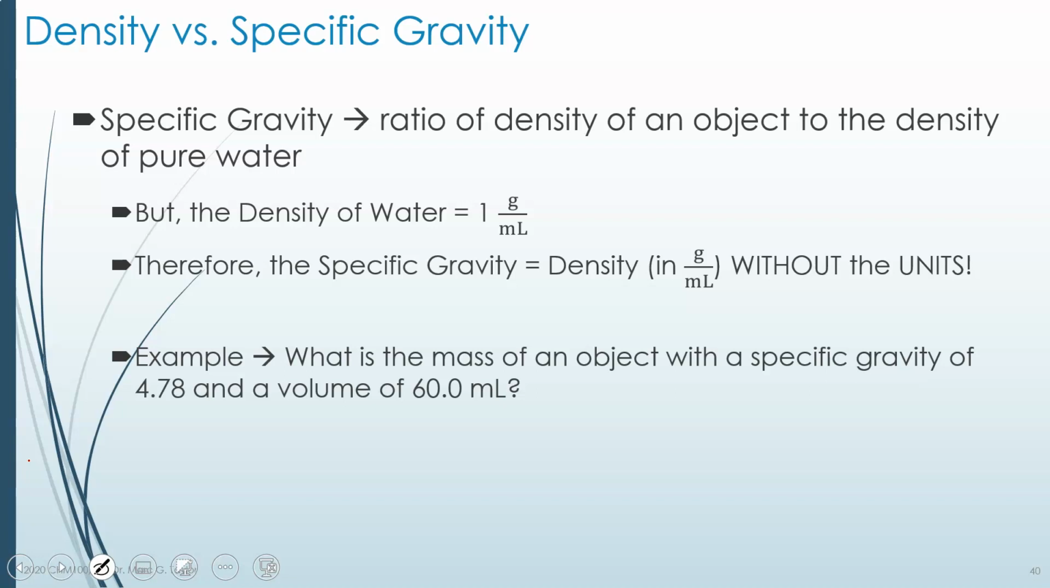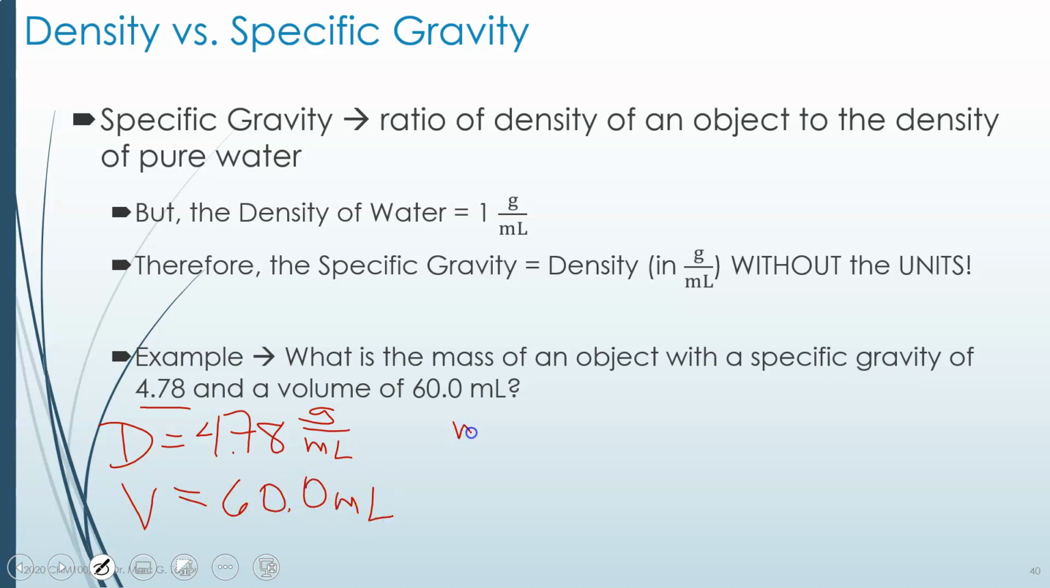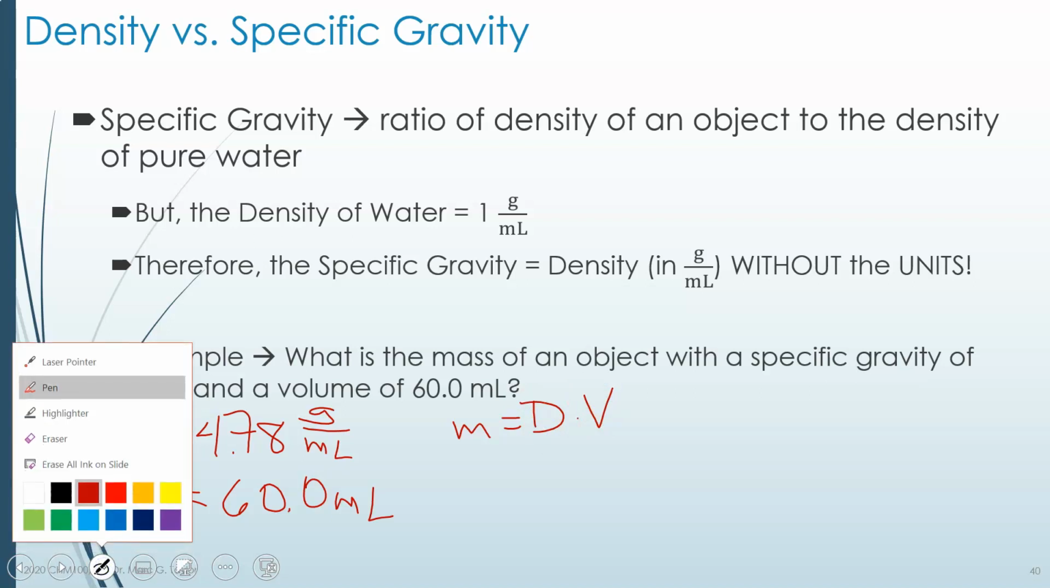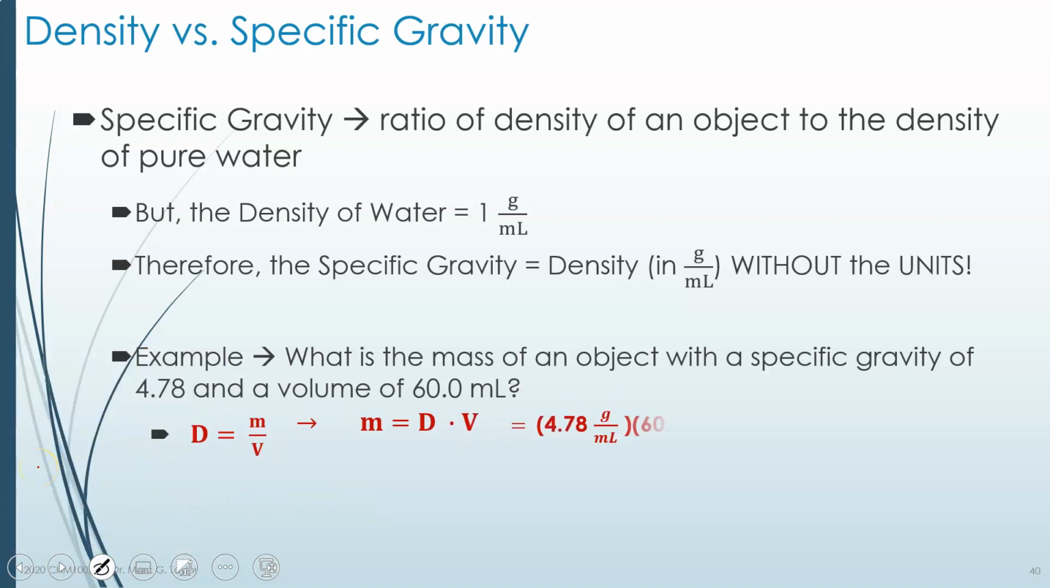So what's the mass of an object with a specific gravity of 4.78? Well, if it has a specific gravity of 4.78, that means it has a density of 4.78 grams per mil. And then you're given the volume is 60.0 mils. And you know that mass is equal to density times volume. Well, when you plug those numbers in, and I'm going to delete this because, again, it's on the screen, you merely plug it in. You get the mass is 286.8 grams.